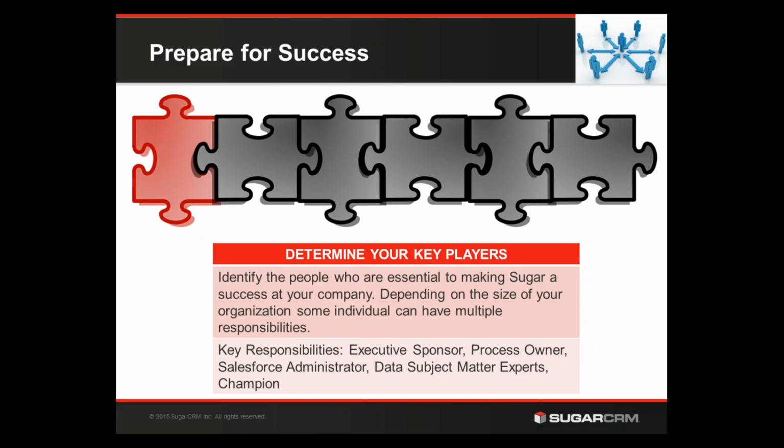First, you need to determine your key players. These are the people that are going to be essential to the success of Sugar in your company, all right? And depending on the size of your organization, especially if you're a very small organization, one person may have multiple responsibilities or roles, okay? So for example, you need an executive sponsor, someone to champion the project, to set the business vision of the deployment of Sugar. You need a process owner that knows the sales process steps and maps them to Sugar. Could also be, if you're implementing it for support or for marketing, you may also need additional process owners for those areas also.